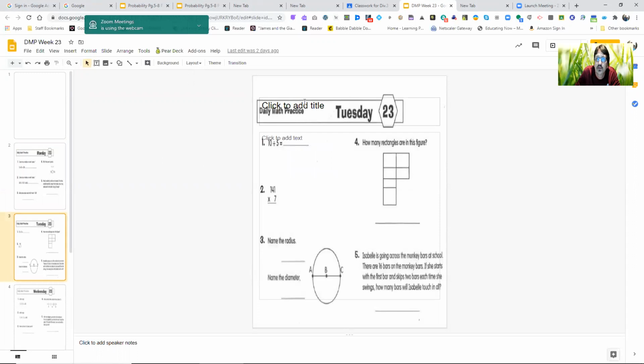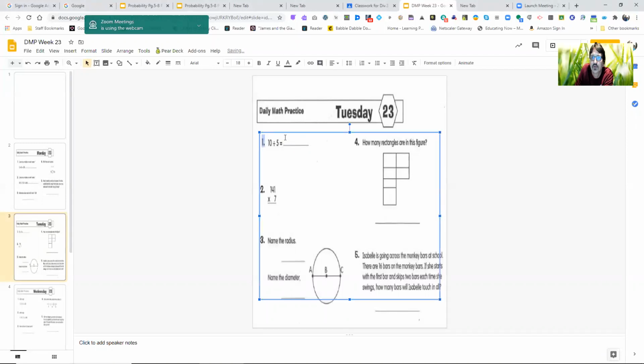Okay, now we're going to go on to Tuesday the 23rd. So, we got 10 divided by 5. 7 times 1, 41. Name the radius. Okay, with the other class, I went over this to explain it. So name the radius. The radius, we haven't talked about this too much.